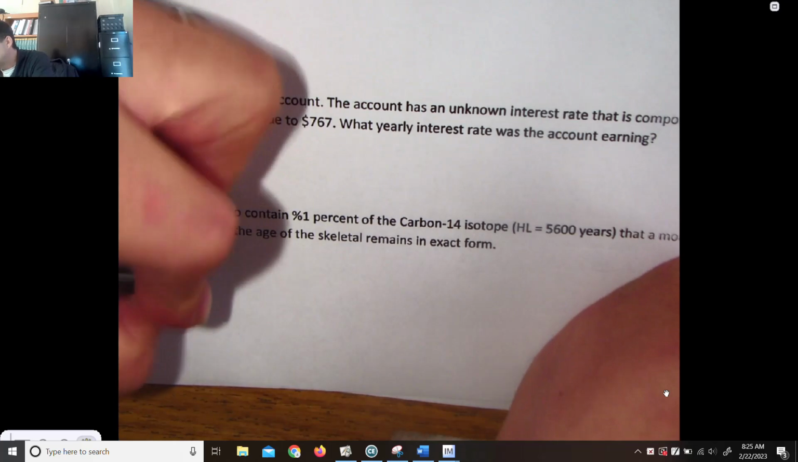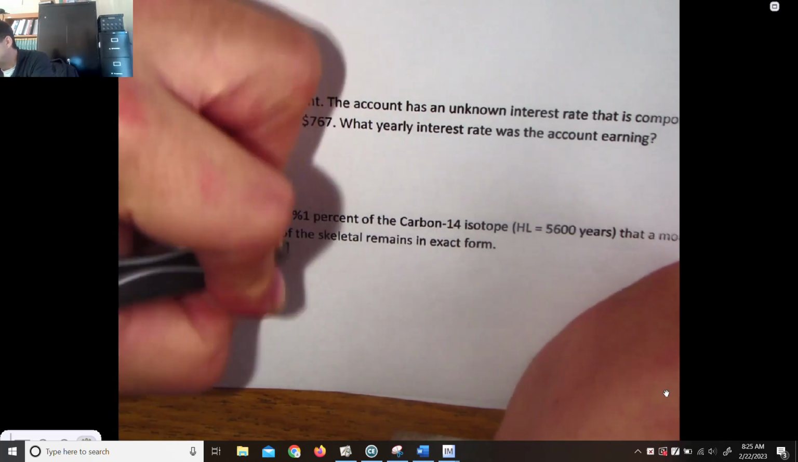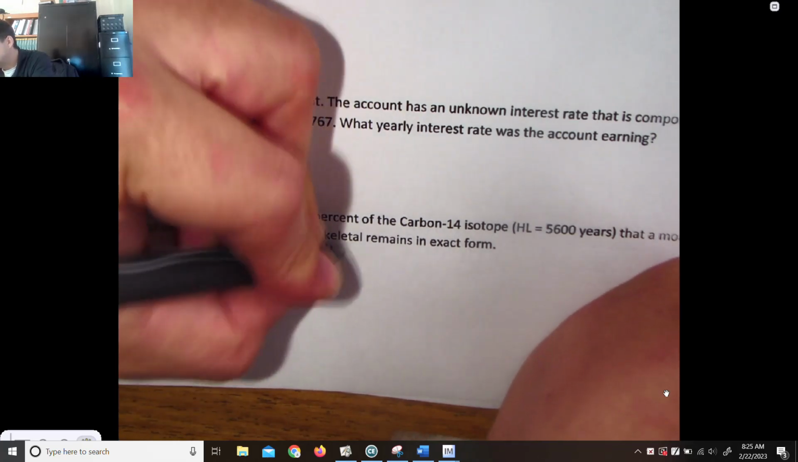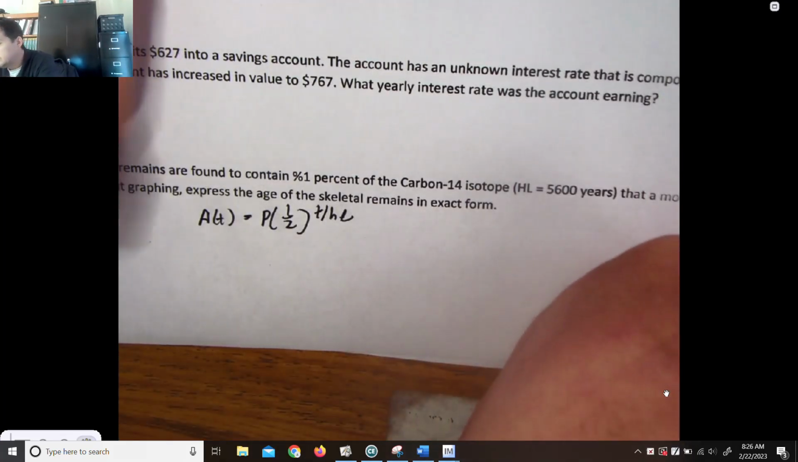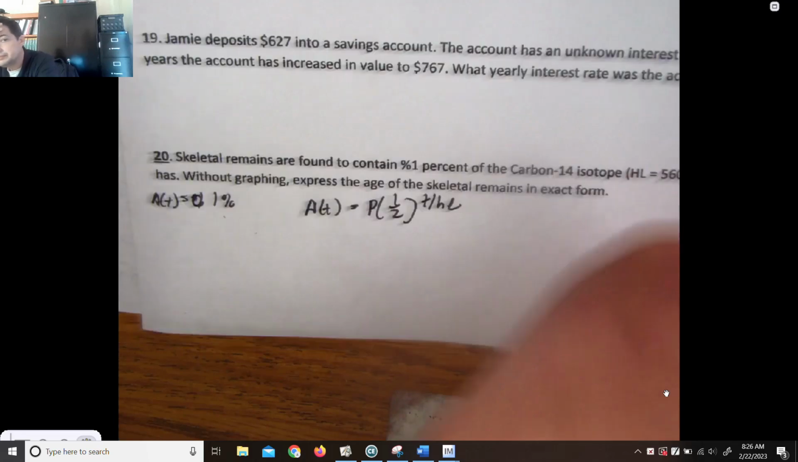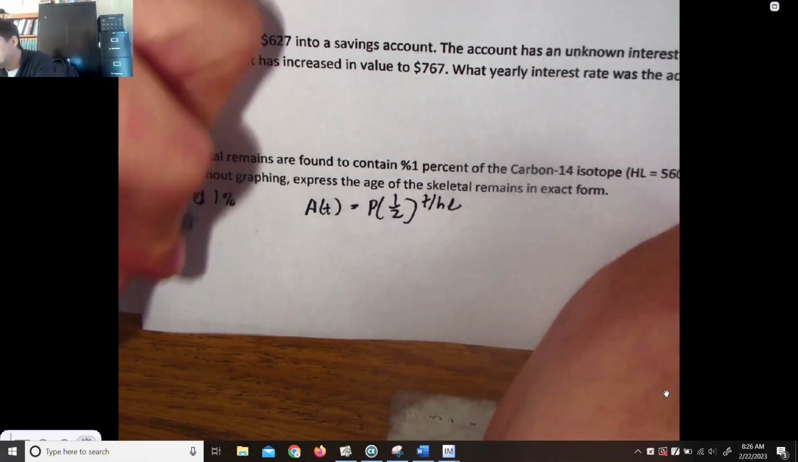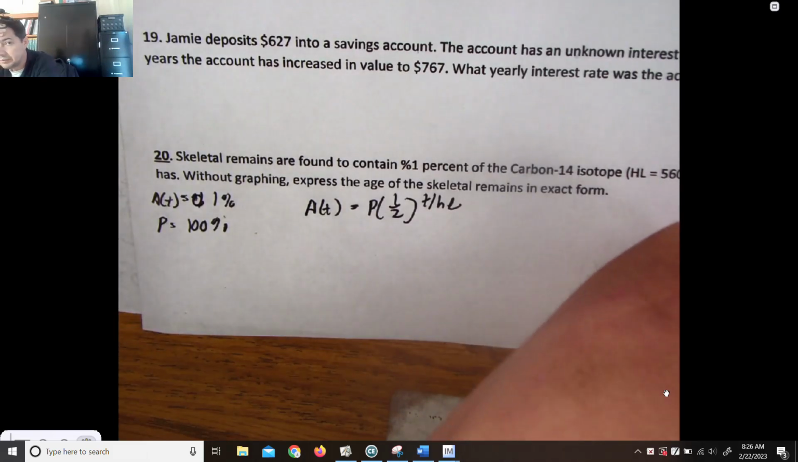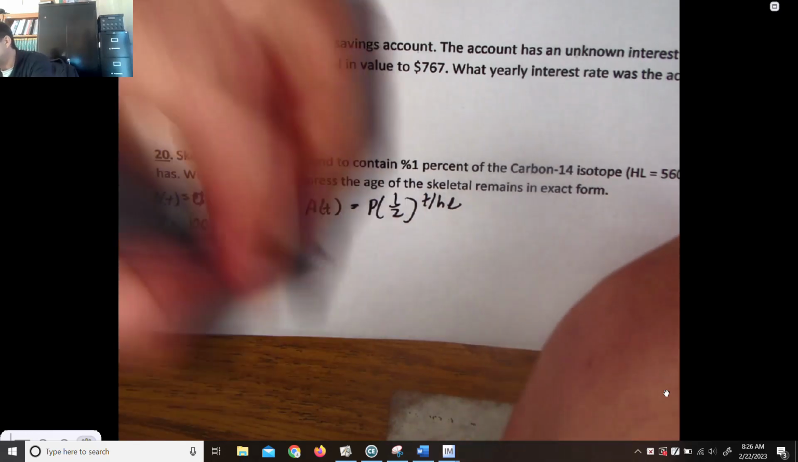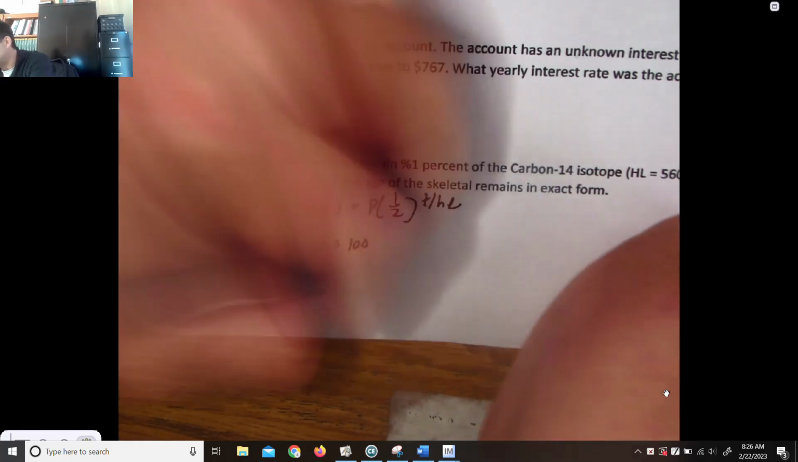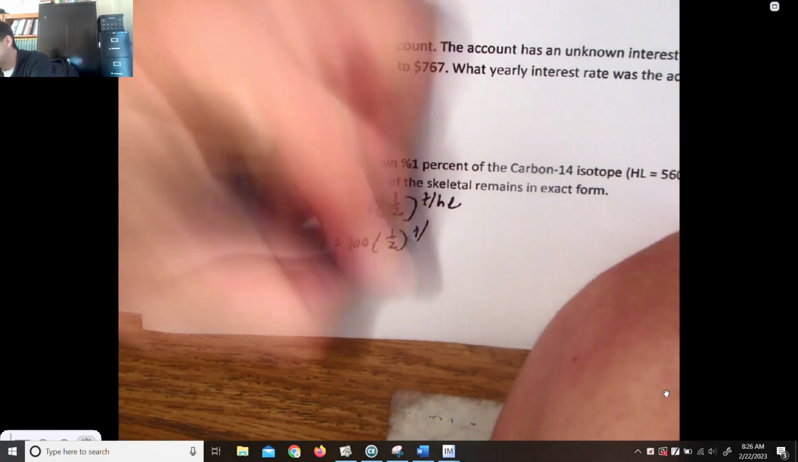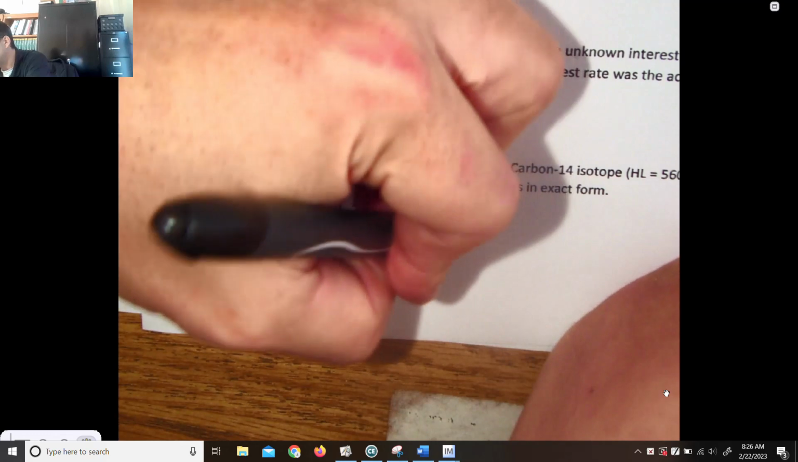So you guys were taught the half-life formula, principal times 1/2 to the T over HL. That's what you were taught. So something was found, and it is the amount after time because it was dug out of the ground, and it was 1%, which means that originally it contained 100% of its carbon-14 isotope. So 1 equals 100 times 1/2 to the T over a half-life, which is 5,600 years.